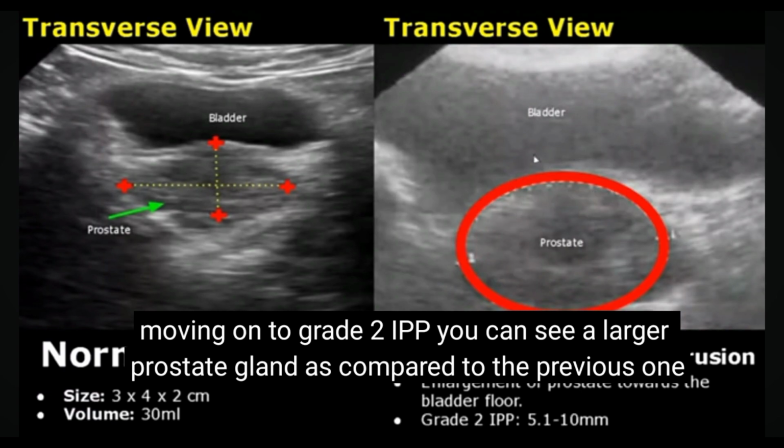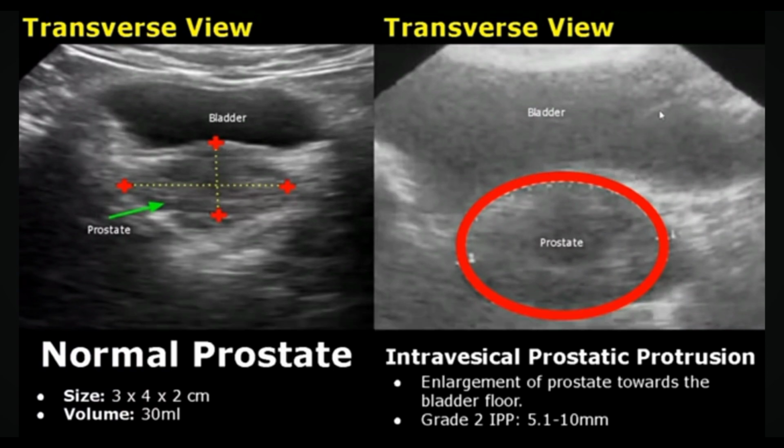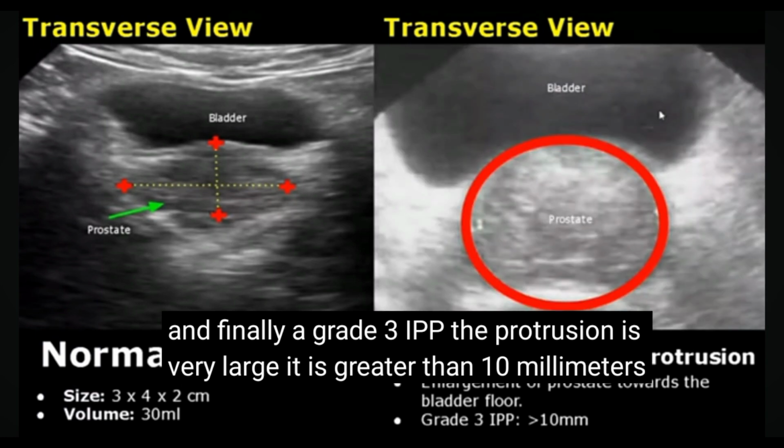Moving on to the grade 2 IPP, you can see a larger prostate gland as compared to the previous one. And finally, a grade 3 IPP, the protrusion is very large, greater than 10 millimeters.